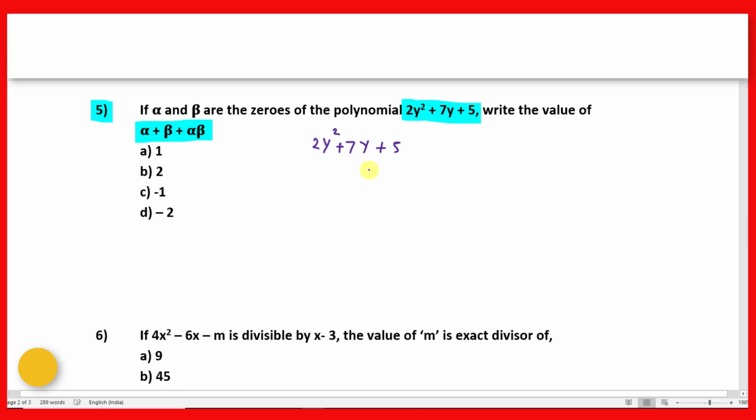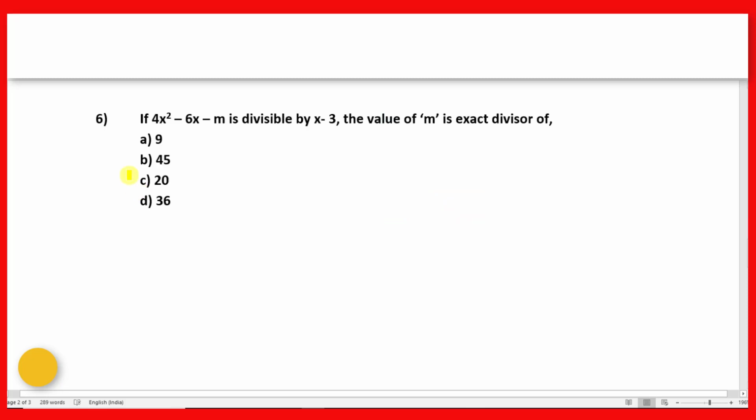So alpha plus beta, that is minus b upon a, so it will be minus 7 upon 2, plus alpha beta, that is c upon a, that is 5 upon 2. So here 2 will be the LCM, and minus 7 plus 5, that will be minus 2. So 2 and 2 will get cancelled and you will get it as minus 1. And so alpha plus beta plus alpha beta is equal to minus 1, and so the correct option is C, minus 1.